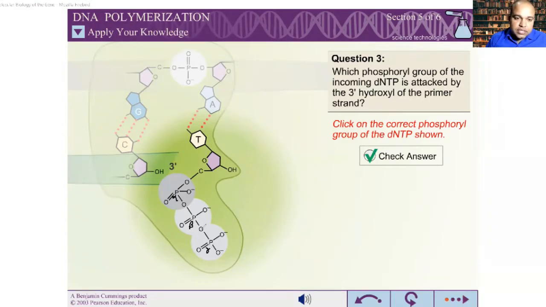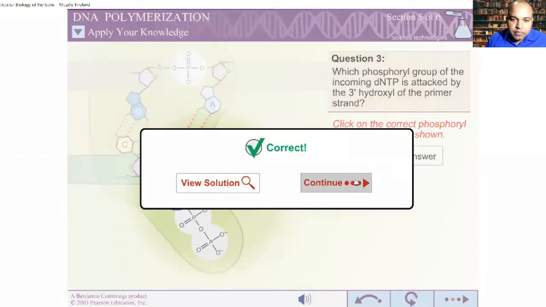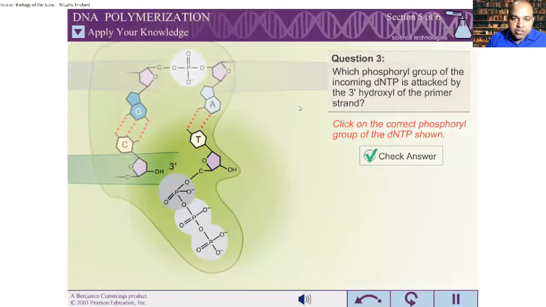It is always that the incoming nucleotide's hydroxy group is going to get converted into the oxyanion O negative, and then it is going to attack the innermost alpha phosphate. So the alpha phosphate is going to be attacked. Let me give the answer. It is the alpha phosphate. Correct. Moving forward. Good, at least some students tried to answer.